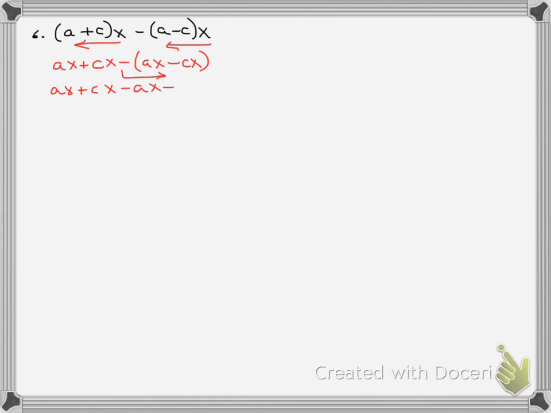Number 6 says a plus c times x minus a minus c times x. Typically, we see this written with the x in front, rather than behind what's in the parentheses, but I wanted to make sure you could recognize that it's multiplication either way. So this is a distribution going in that direction and another distribution in that direction. This becomes ax plus cx minus, I could do this in one or two steps, but I'll just do it this way, ax minus cx, and now distributing my negative sign, I'm going to get ax plus cx minus ax plus cx. These two will cancel out, and you're going to get cx plus cx or 2cx.